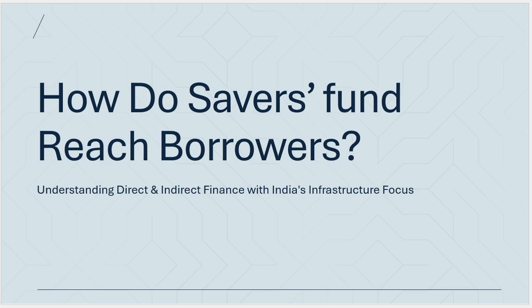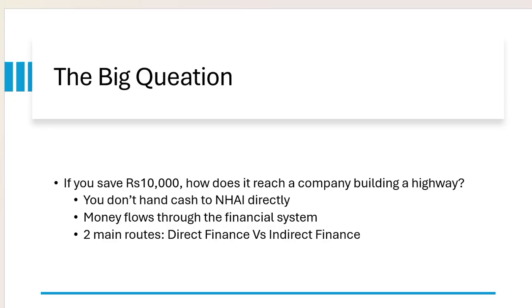So let's start the discussion with the big question. Suppose you have 10,000 rupees, how does it reach a company building a highway, like the national highway or NaBFID? You don't hand cash to NHAI directly. You don't go and deposit in the NHAI account or directly to the project. There are certain financial systems or routes through which your money needs to flow and get to the NHAI account.